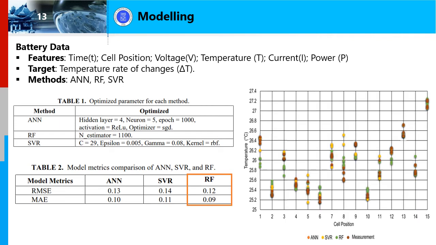But from the plot, we try to see whether each method provides a better result, and it showed that the artificial neural network fits the data points more than the other two methods. And this justifies that the artificial neural network is better than SVR and RF to predict the battery cell temperature.